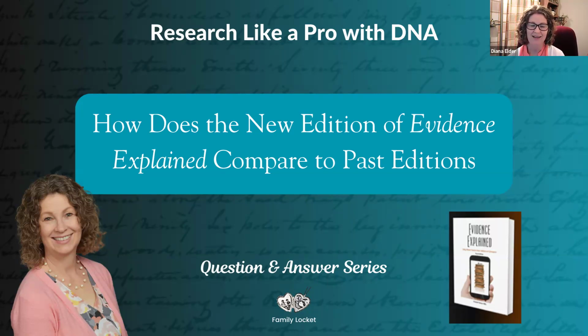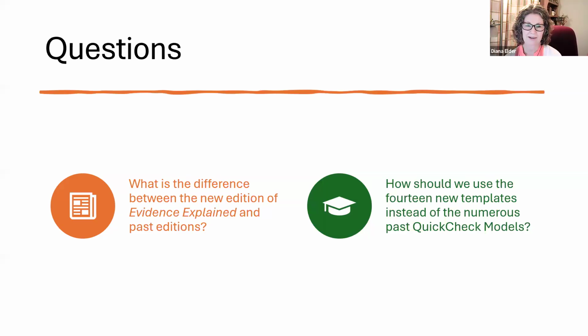And today we are talking about how does the new edition of Evidence Explained compare to past editions? This was such a good question that was sent in by one of our members. And the questions were two-part. What is the difference between the new edition of Evidence Explained and past editions? And then, how should we use the 14 new templates instead of the numerous past quick check models?